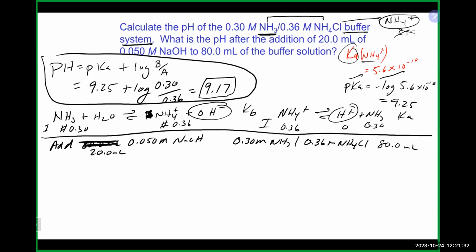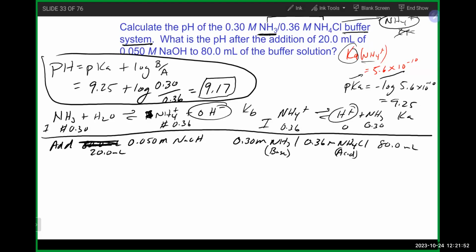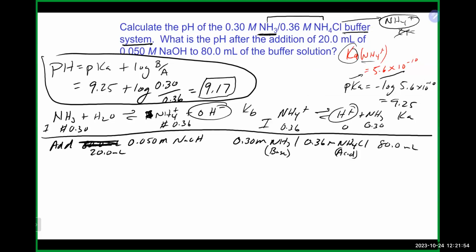All right. So obviously, in this case, we're going to have some addition. We do need to do an ice table to figure out what is going on, how our buffer will change as a result of this addition. Remember that this is really the base part of your buffer, and that's your acid part of your buffer. That means when I take my sodium hydroxide, it is going to react with what thing here? It's going to react with the acid part, which in this case is the NH4Cl.